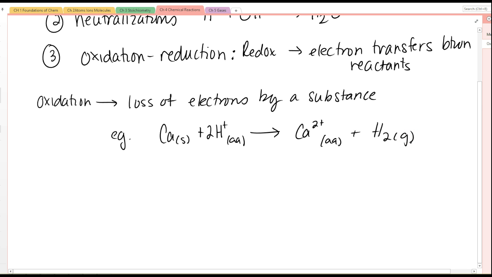If hydrogen is the product of something, it will usually be H2 in its gas form. The calcium, when it's a solid, has a 0 net charge. And when it's an ion, it has a 2+ net charge. Notice that when we're talking about the charge of an ion, we do the number then the sign, so it is a 2+ net charge. You'll see soon why we do that. So to go from 0 net charge to 2+ net charge, we lose 2 electrons. So losing electrons is oxidation.